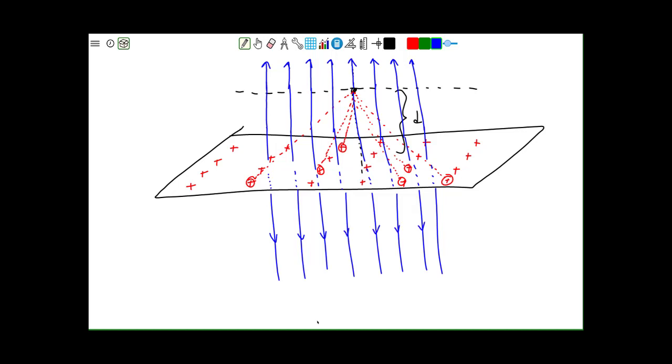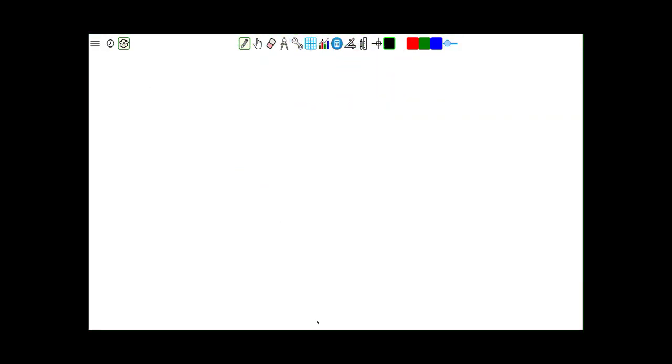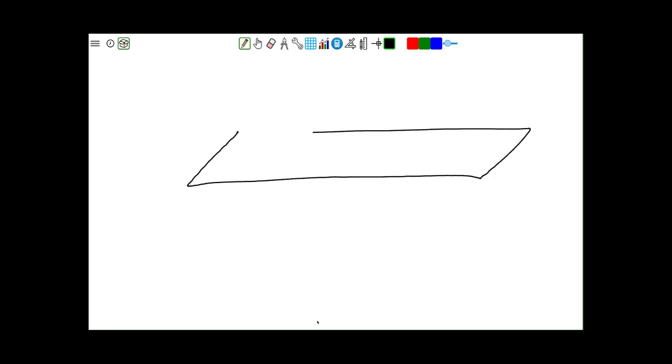The electric field matches the symmetry of this plane. This plane has what we call planar symmetry. Well, let's look at planar symmetry. Let's take a very long plane, infinitely long.